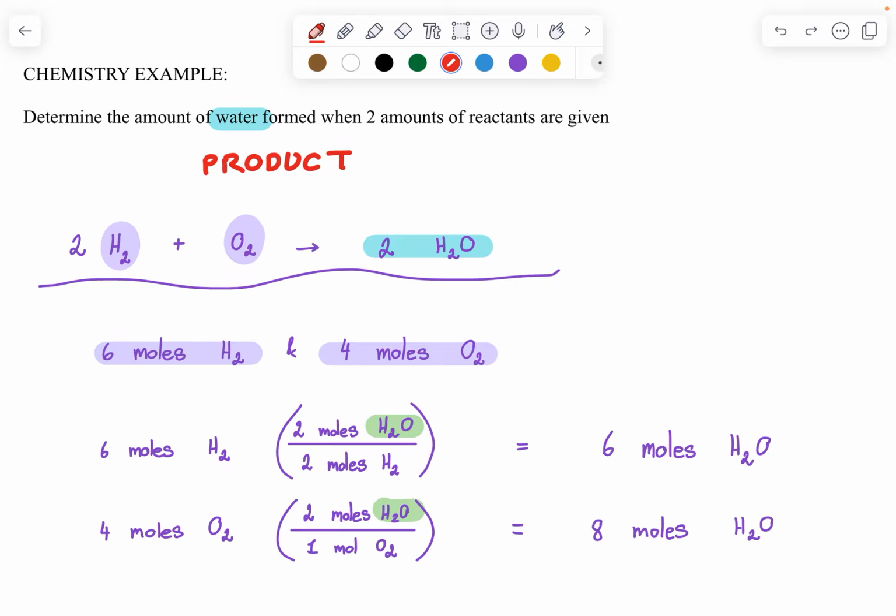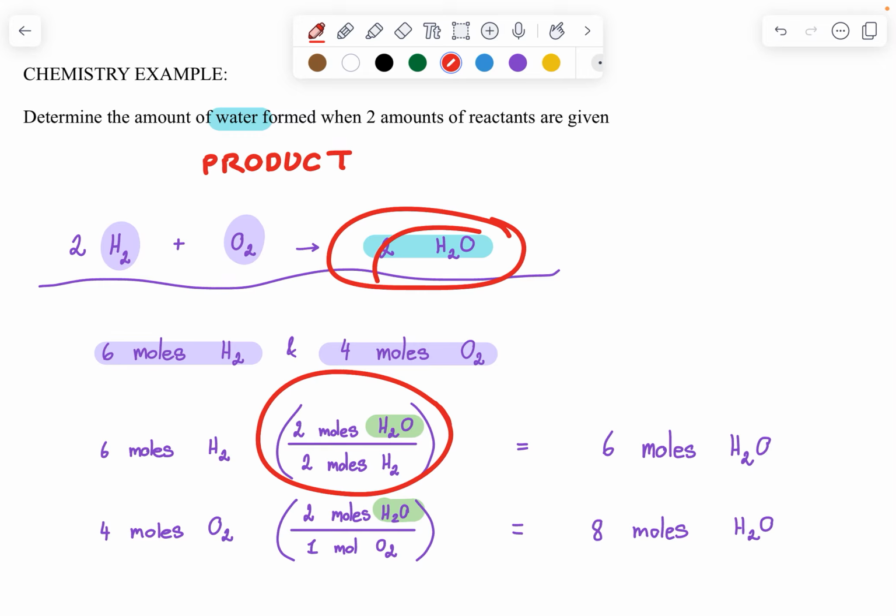Now, 6 moles H2. We use our mole to mole ratio by looking at the balanced equation. So let's look at the balanced equation. 2 moles of H2O. How much H2O? 2 moles of H2O. How much H2? Let's look back here. 2 moles of H2. So we plug that into our mole to mole ratio. Now look at that. We can easily cancel our moles of H2 out, and we can determine how much product H2O is made. 6 moles H2O.